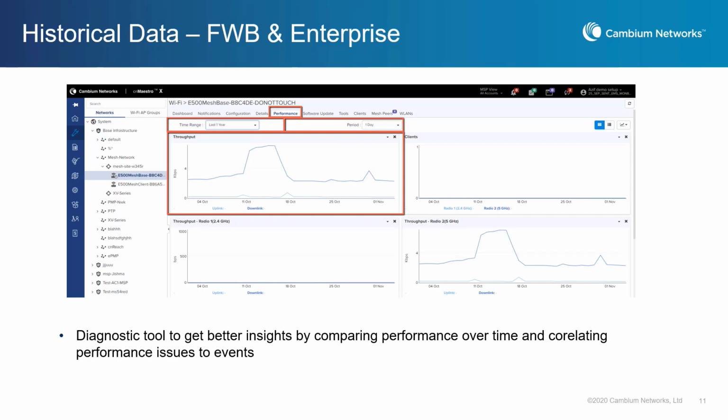In cnMaestro X, we will be extending the amount of time we will retain historical data for your use. On the fixed wireless side, we will retain data for 24 months. On the enterprise product lines, we will retain data for 12 months. This will give you the ability to compare performance metrics over time and correlate performance issues to certain events. This will allow you to make any corrections needed and also allow you to be aware of and avoid certain events in the future.